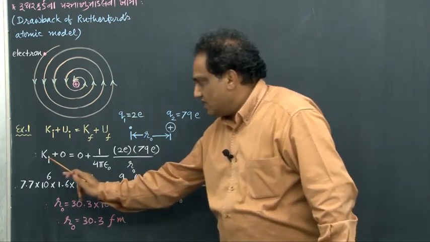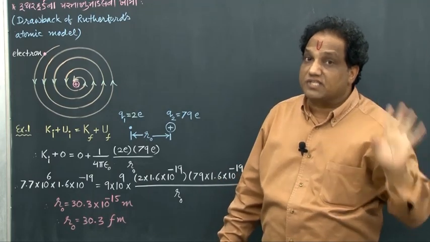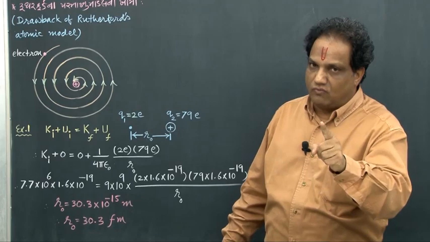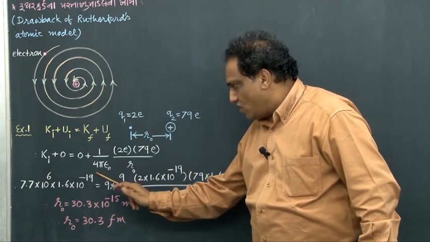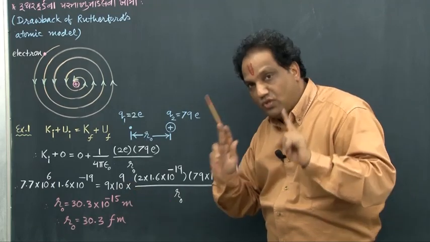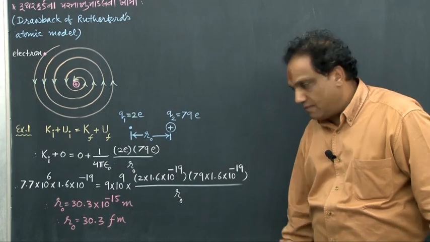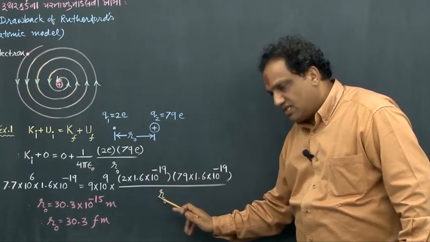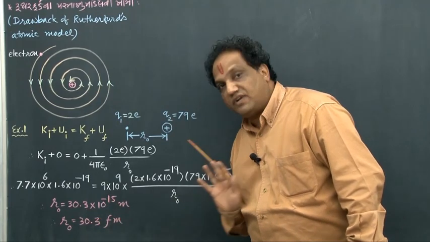Now just put in all the values. What is initial kinetic energy? They have given 7.7 million electron volt. 1 million electron volt is 10 raised to 6 electron volt, so I multiply by 10 raised to 6. But then you have to convert electron volt into joule. Don't you know 1 electron volt is 1.6 into 10 raised to minus 19 joule. So I am multiplying by 1.6 into 10 raised to minus 19. This is small k, and its value you must remember: 9 into 10 raised to 9 Newton meter square upon Coulomb square. This 2 as it is. Magnitude of charge of electron, everybody knows, 1.6 into 10 raised to minus 19 Coulomb. This 79 as it is. Again magnitude of charge of electron, 1.6 into 10 raised to minus 19 Coulomb, divided by R0 as it is, which we require. Now simplify, find out the value of R0. It comes out to be 30.3 into 10 raised to minus 15 meter.